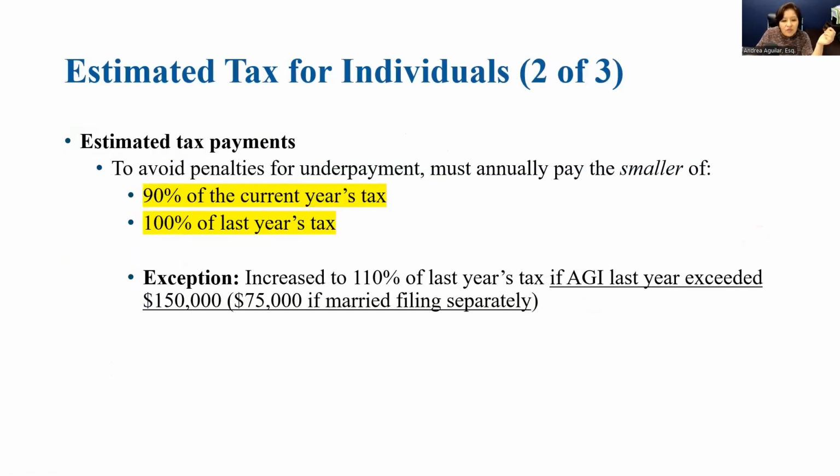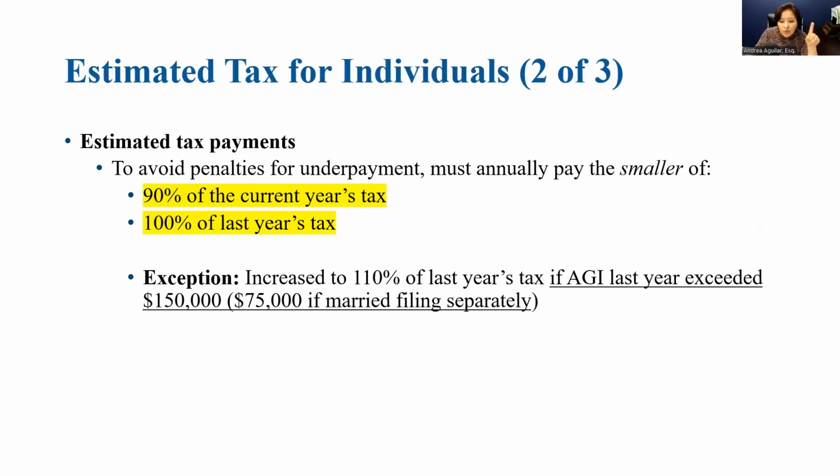Estimated tax payments to avoid penalties for underpayment. The question here is, how am I going to send estimated payments if I don't know? Well, here we are dealing with a taxpayer that knows more or less the amount of tax that they owe. So they need to send estimated payments. To avoid penalties for underpayment, you must annually pay the smaller of 90% of the current year's tax or 100% of the last year's tax. So the scenario that we're reviewing here is a taxpayer that knows more or less how much in taxes they're going to owe. So they need to make sure that they take steps to send this money to the IRS.